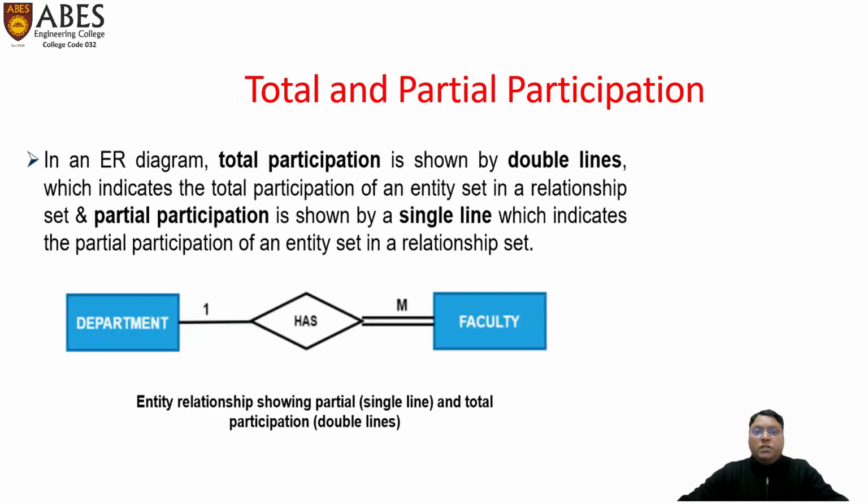Now, total and partial participation. As you can see in the given diagram, total participation is shown by double lines. Like you can see with the entity faculty, you have two lines, which is shown as total participation, which indicates the total participation of an entity set in the relationship set, and partial participation is shown by a single line, which indicates the partial participation of any entity set in a relationship type. This is the total and partial participation.